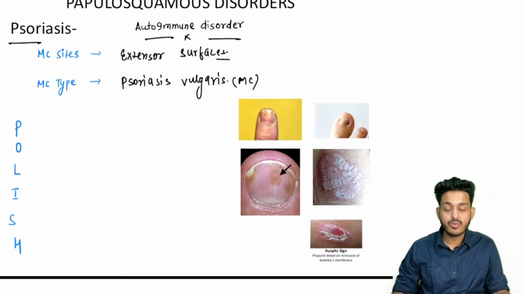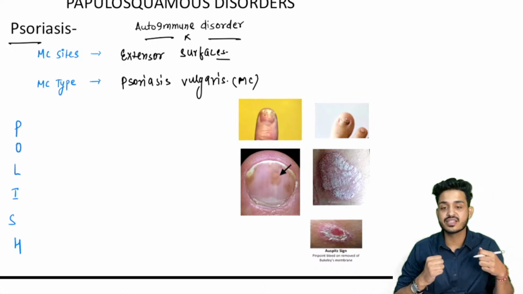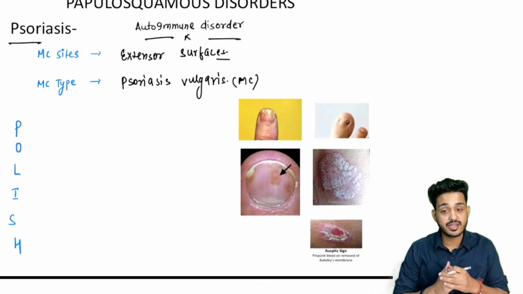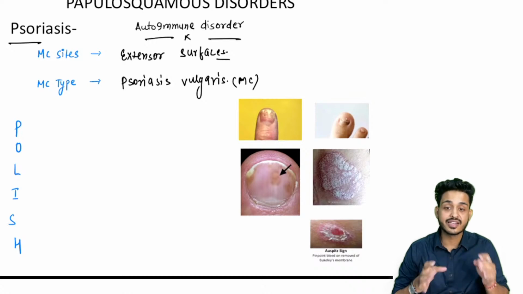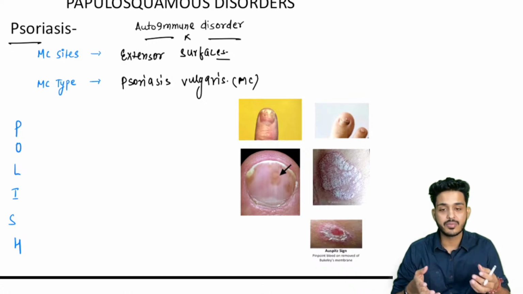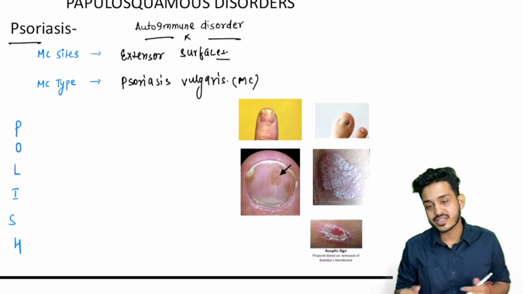Okay, now we are having a mnemonic, that is POLISH. What are the things that we are going to see in the psoriasis, lichen planus? These are the very important topics. There's no exam without these questions. Okay, just like diabetes and hyperthyroidism, without that there is no question. Just like that, psoriasis is very important.